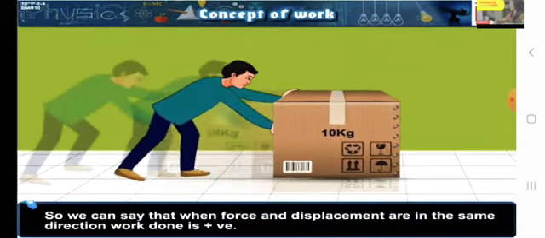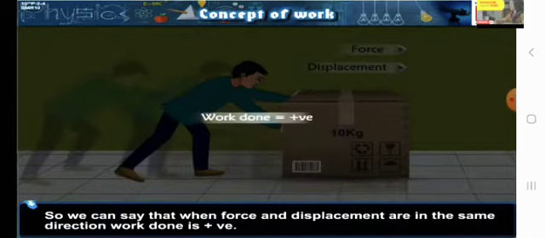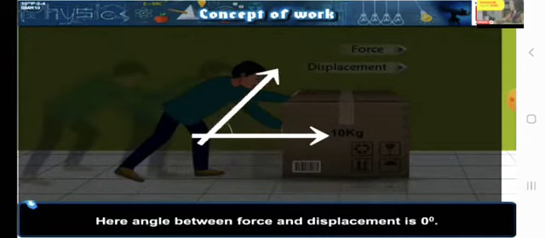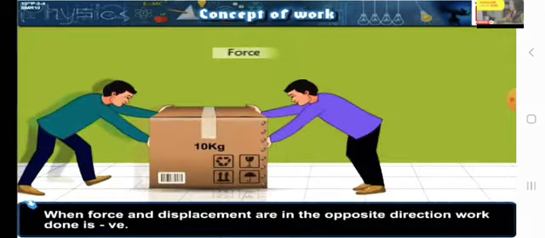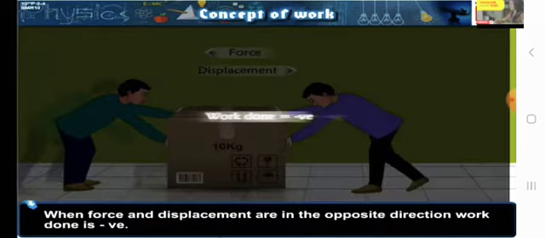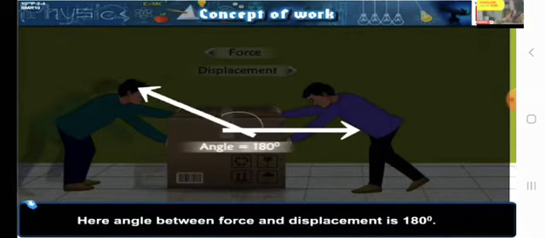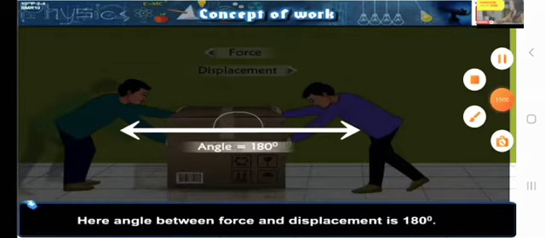So we can say that when force and displacement are in the same direction, work done is positive. Here, angle between force and displacement is 0 degree. When force and displacement are in the opposite direction, work done is negative. Here, angle between force and displacement is 180 degrees.